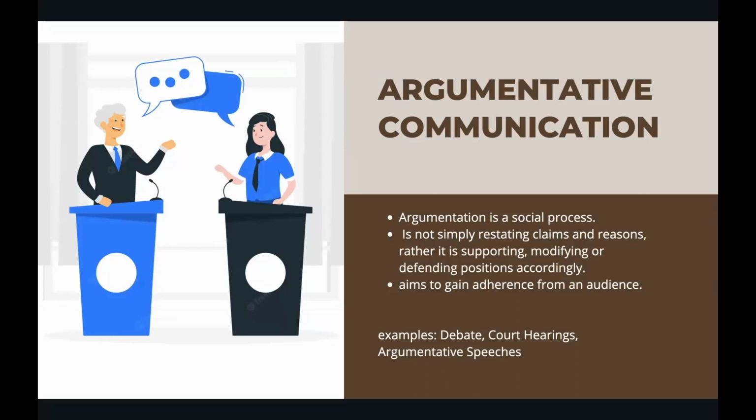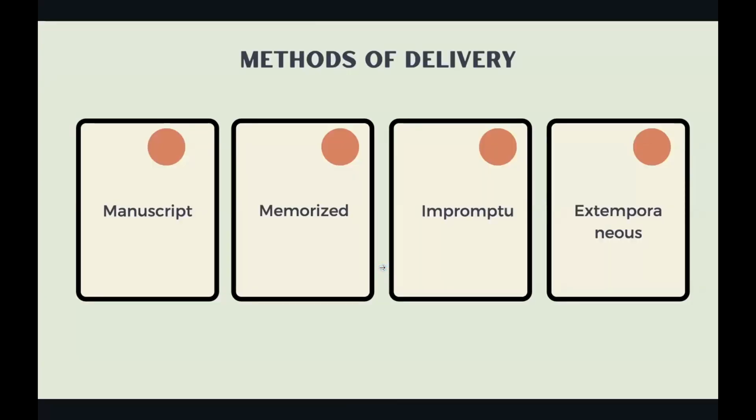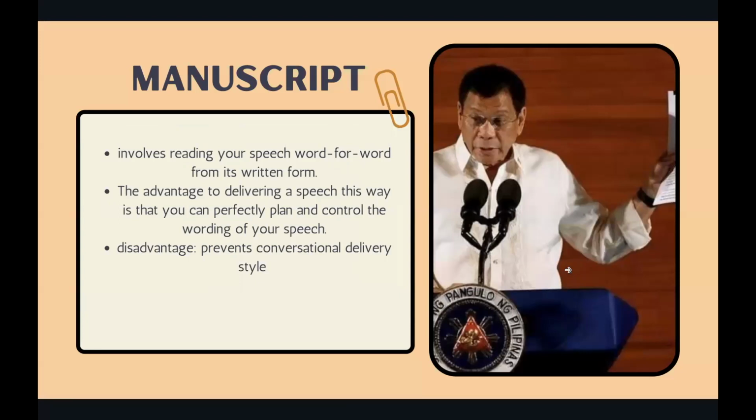Any questions so far? None, ma'am. All right, so this is the last part of our discussion. We will now be discussing methods of delivery since we're talking about speeches, right? So we have manuscript, memorize, impromptu, and extemporaneous. Manuscript, we'll just go over very quickly. It just involves you reading your speech word for word from its written form. The advantage of this is that you can perfectly plan and control the wording of your speech.